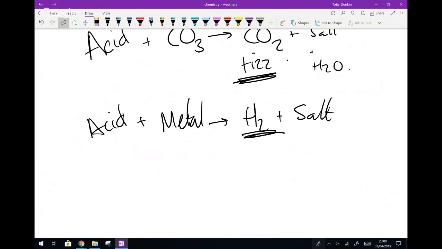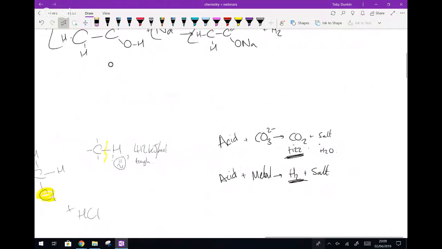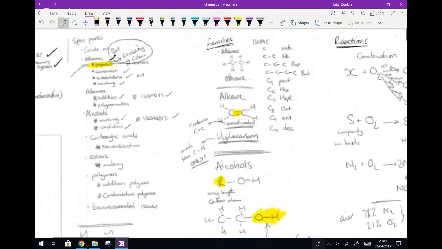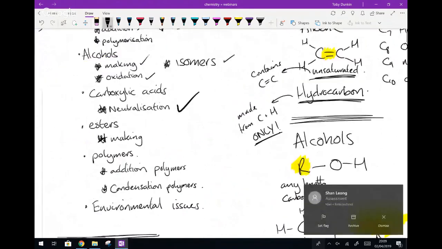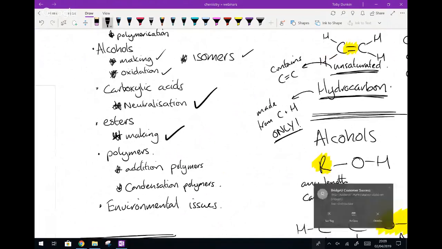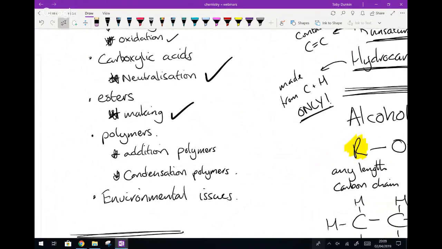Okay, so it's just nice to cover carboxylic acid reactions and neutralizations. It can be done. Esters, we've covered. We've done esters, making them from acids and alcohols using our concentrated acid as our catalyst. And now we're going to drop into polymers.